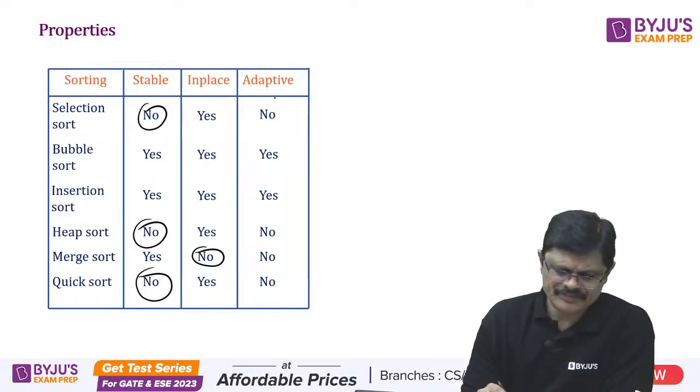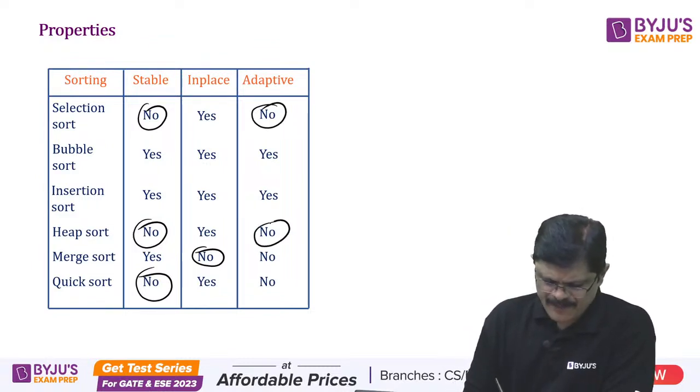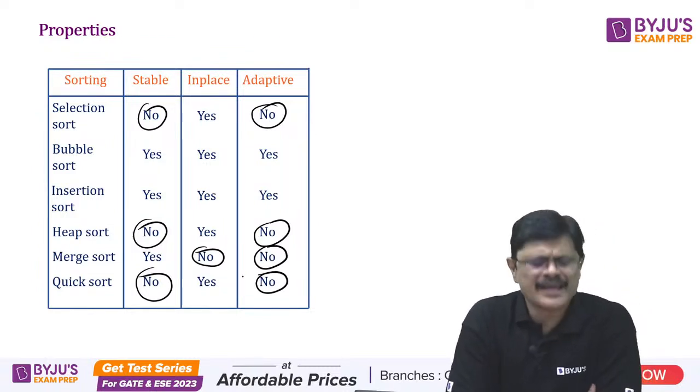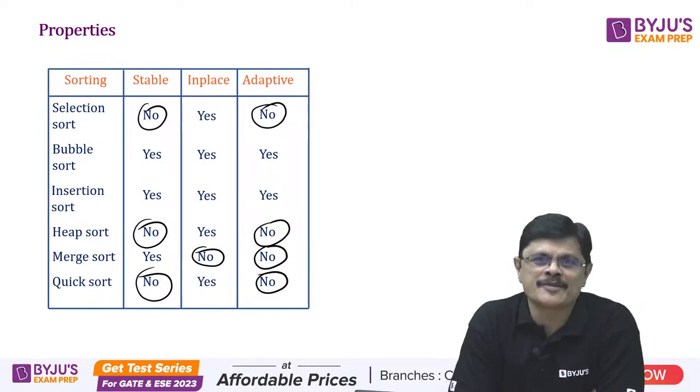Adaptive means selection sort is not adaptive, heap sort is not adaptive, merge sort and quick sort are not adaptive. Insertion sort is a good adaptive algorithm because when it is a sorted array, it performs better, my dear friends. Yes, stable means duplicate elements' order is preserved.